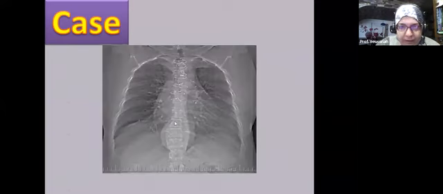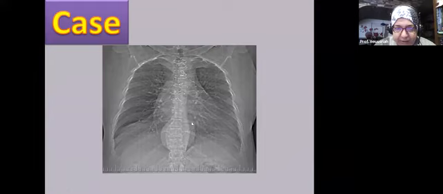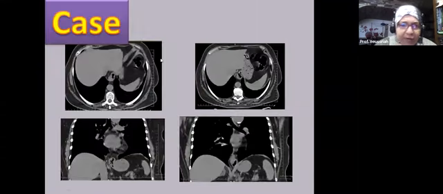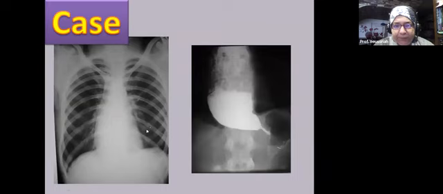This is a CT scanogram, and we can see here this retrocardiac lesion that extends into the upper abdomen, and the axial and coronal images show a large hiatus hernia, as you can see here. This is another case of hiatus hernia, but smaller in size, showing the stomach sliding up into the lower mediastinum, lower posterior mediastinum.